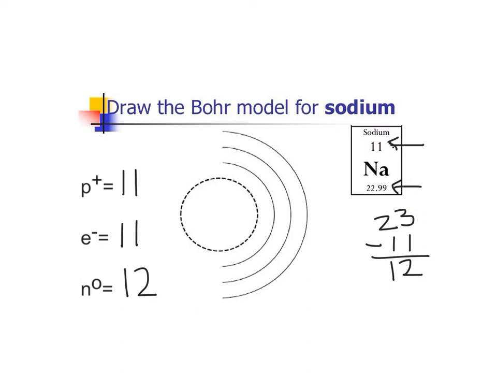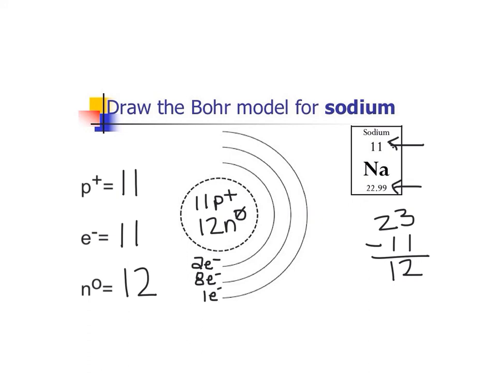Working from the inside of our Bohr model out, starting with the nucleus, we write the number of protons followed by the symbol of protons. Then we'll write the number of neutrons followed by the symbol of neutrons. And looking at our electrons, we know that the first energy level will hold up to 2 electrons. 11 minus 2 is 9, so we have 9 electrons remaining. Only 8 of those will fit in the second energy level. So we have placed 10 electrons. We still have 1 additional electron, so we'll place that in our third energy level, which also holds up to 8.